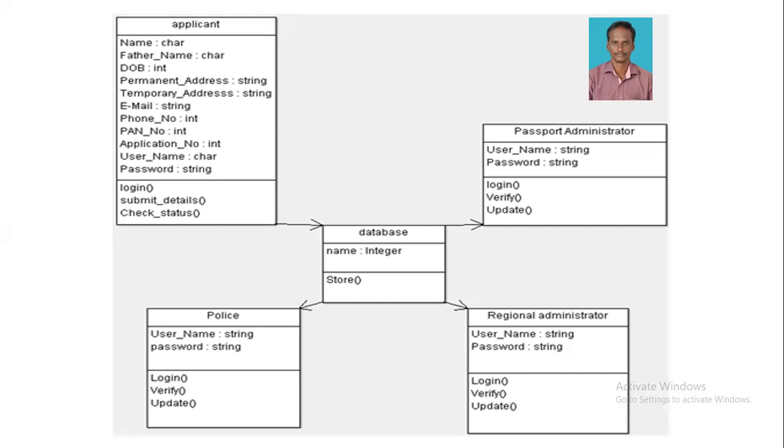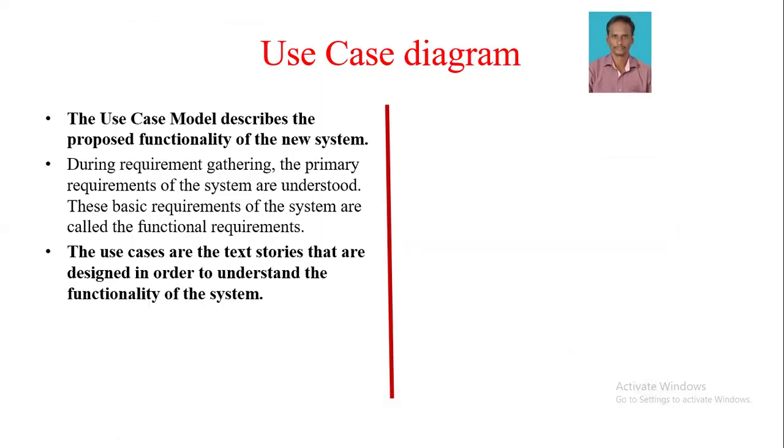Passport administrator can have its own attributes and methods. Regional administrator can have its own attributes and methods. Similarly, police also can have its own attributes and methods. In such a way you have to draw the class diagram. Next one is the use case diagram.